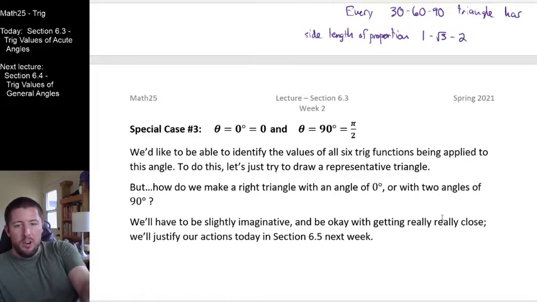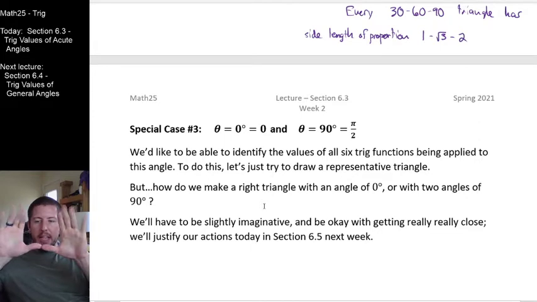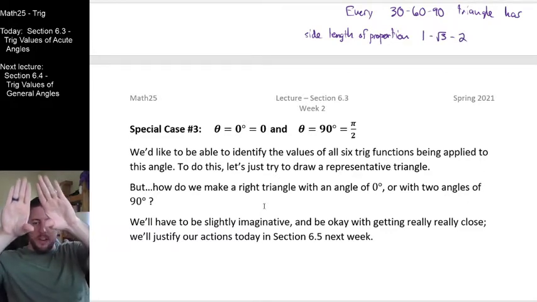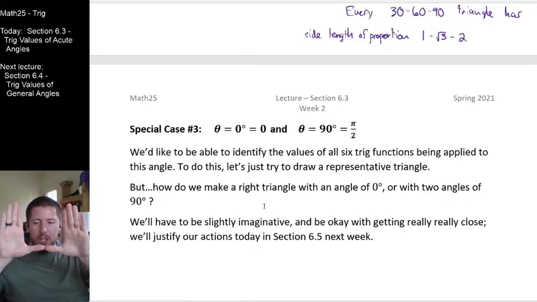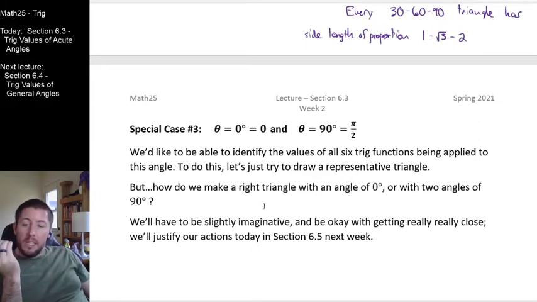To do this, let's try to draw a representative triangle. Well, that sort of doesn't make sense, right? How do we make a right triangle with an angle of 0 or with 2 angles of 90? Again, here's 3 sides, 2 sides and a bottom. Well, that's what it would look like if you did 2 90s right there. They would just go vertically up forever, right? You have to have an angle of less than 90 degrees to ever form a triangle, and even if it's a bare smidge less than 90, you can still make that happen. We have to be a little imaginative with this and be okay with getting really, really close.